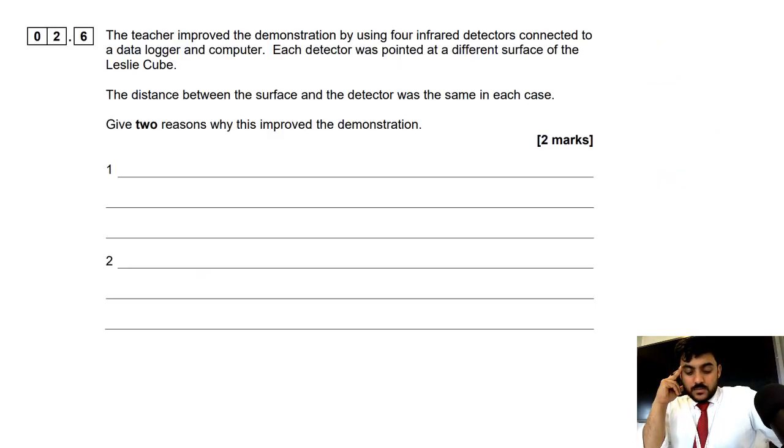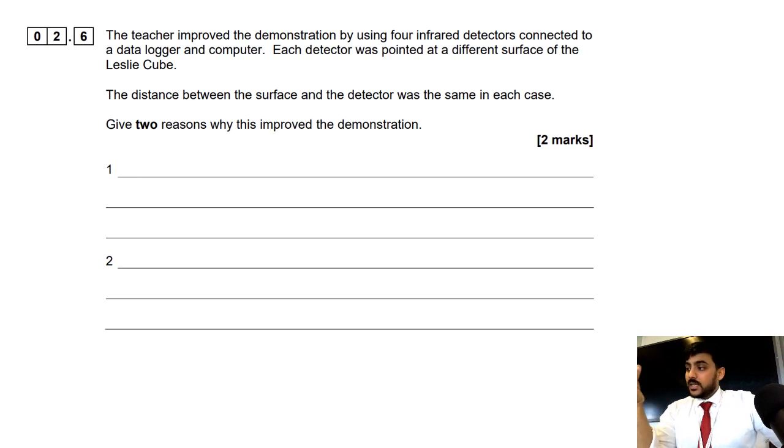The teacher improved the demonstration by using 4 infrared detectors connected to a data logger on a computer. Each detector was pointed at a different surface of the Leslie cube. The distance between the surface and the detector was the same in each case. Give 2 reasons why this improved the demonstration. There's many reasons why, but let's think about it. If the Leslie cube is right in the middle and there's 4 detectors on each side and a computer is taking the measurements, then you can take all the measurements at the same time. You don't have to move the cube, and therefore the results will be more accurate.